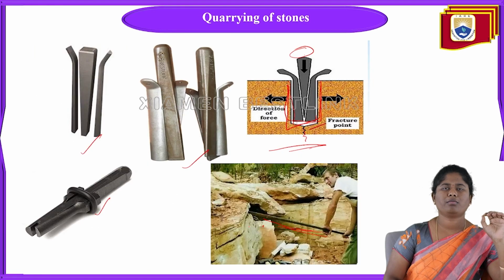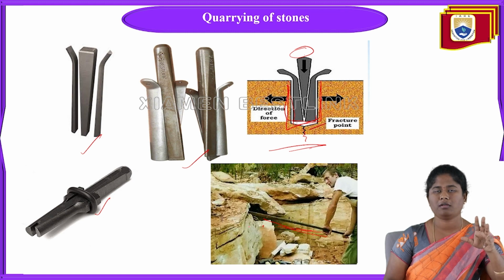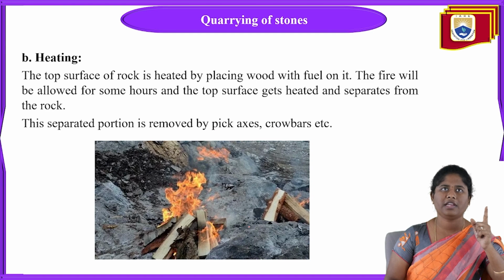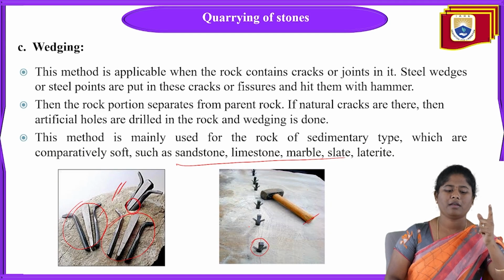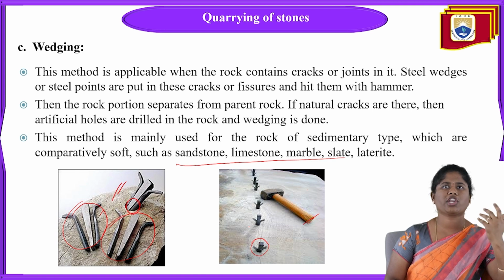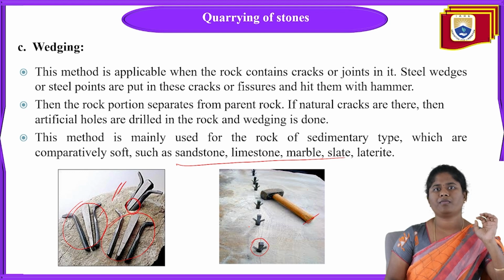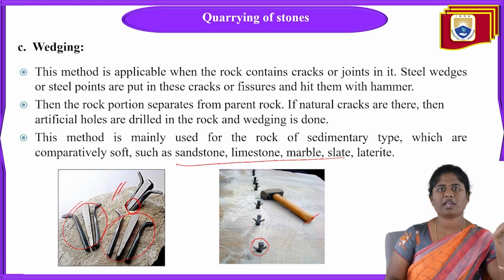In quarrying, in the hand tool process, we are having three types. First one is excavating, next one is heating, and the next one is wedging. This overall hand tools process, wedging, heating and excavating or digging, is only for soft stones or small areas. For any vast area or when the rock is very hard, we are going to use the next process, that is machinery, or the blasting process also we can use.